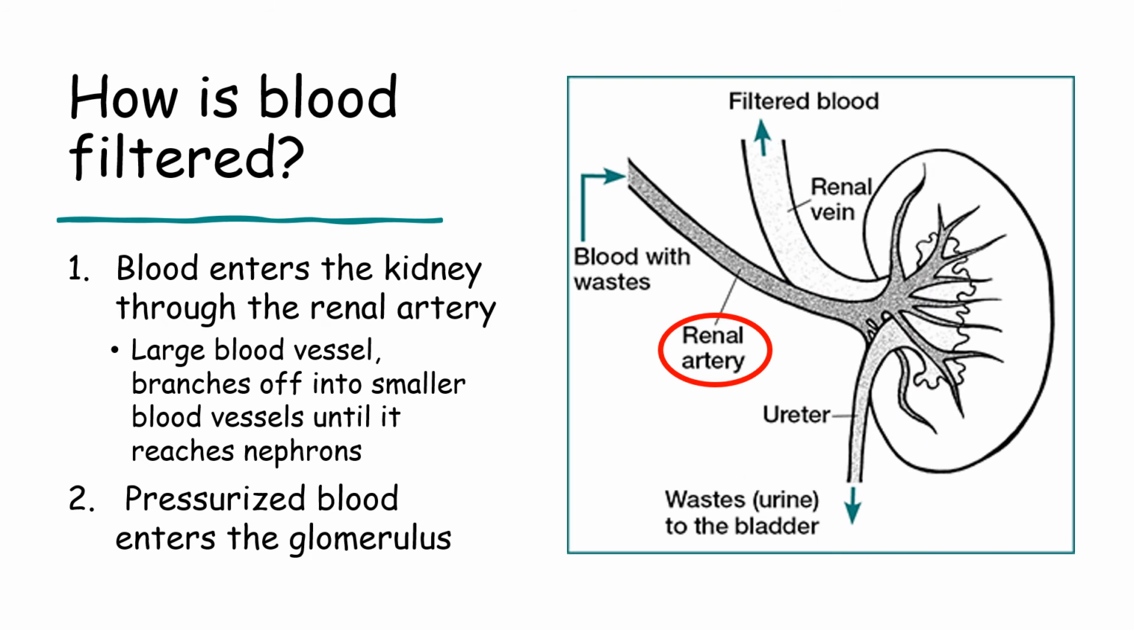Now, how is the blood actually filtered? Well, first we need to get the blood into the kidney. So blood enters the kidney through the renal artery, as you can see circled on this slide. And that's just a large blood vessel, but then it branches off into smaller blood vessels until it reaches nephrons, which are those basic filtering units. Secondly, that pressurized blood enters the glomerulus, and it is important that this blood is pressurized.